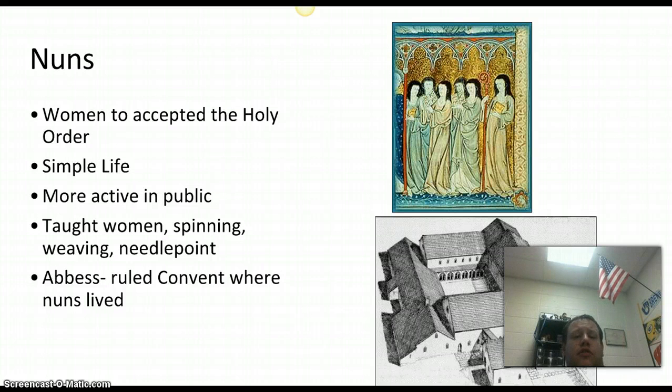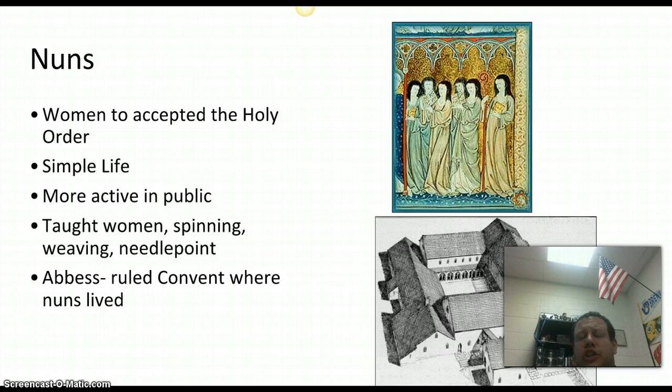Women who joined these orders were called nuns, and so they had a very simple life as well, though they were more active in the public. A lot of times monks would stay inside the monastery. This would be the convent for nuns, where you see the outside part where people live, the inside courtyard. Nuns were more outside in the world. They would teach people spinning, weaving, needlepoint, and teach people to read.